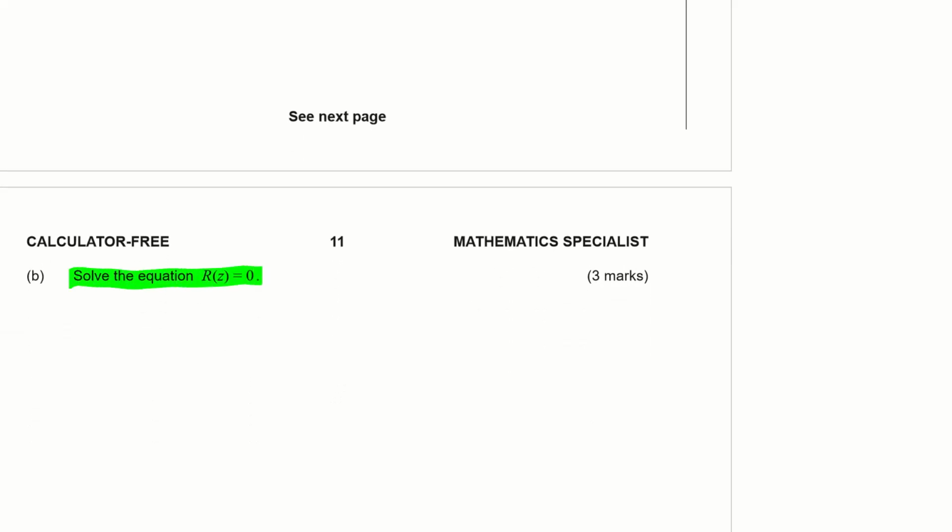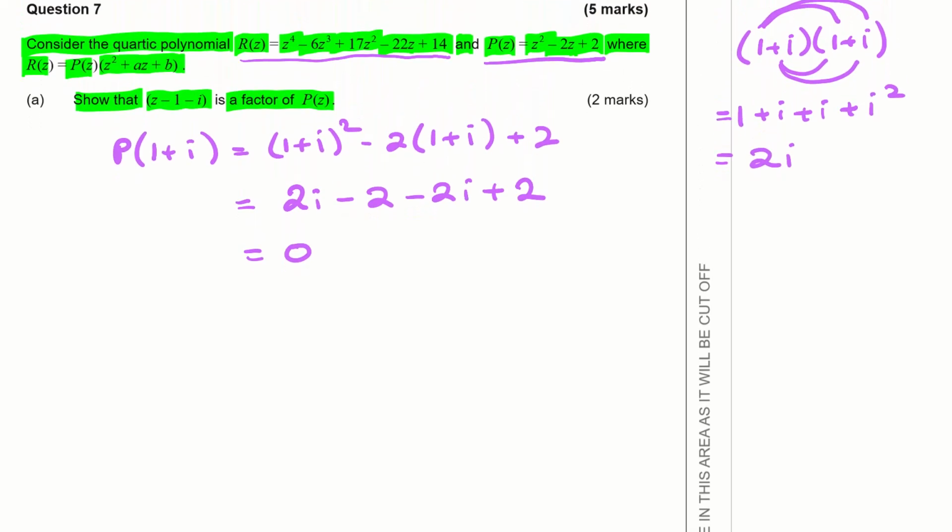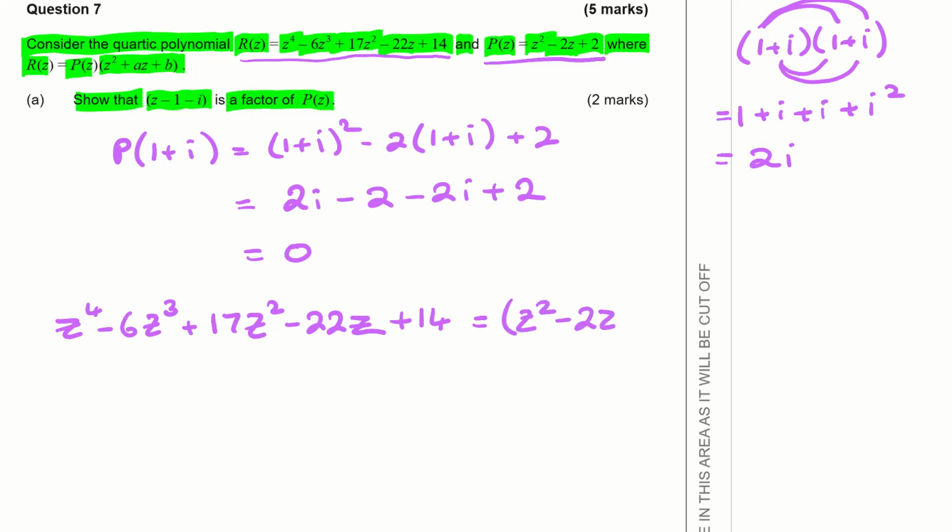We now want to solve the equation r of z equals 0. So let's do it back in the space here so I don't have to keep going up and down. But we have z to the 4, take away 6z cubed, plus 17z squared, minus 22z plus 14. That is going to be equal to z squared minus 2z plus 2, and then we'll have another quadratic factor.